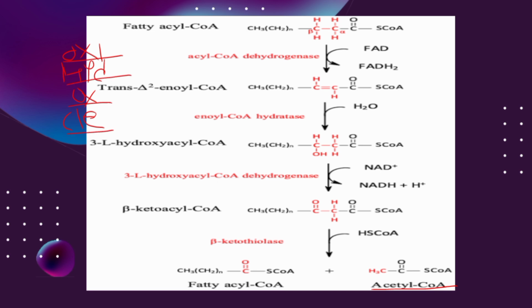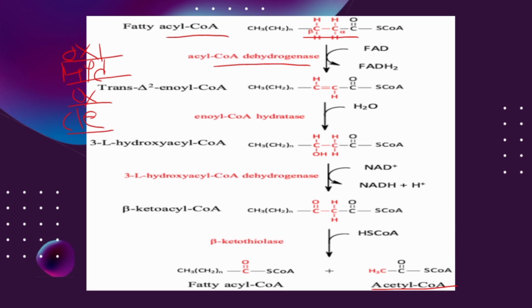In this, first is oxidation. Acyl CoA undergoes dehydrogenation by an FAD dependent acyl CoA dehydrogenase. A double bond is formed between alpha and beta carbon.